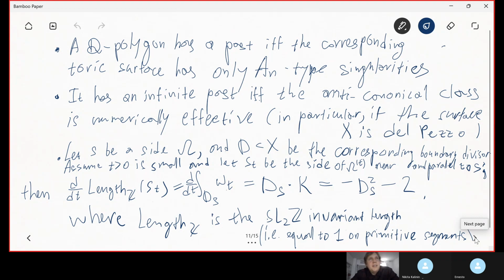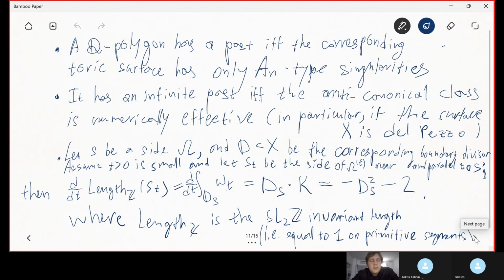An A_n singularity, you can think of it as a contraction of a linear chain of -2 curves, curves with self-intersection -2. So it has infinite past if and only if it's, in a sense, del Pezzo. More precisely, if its anti-canonical class is numerically effective. And these two remarks become easy to understand by the last remark.